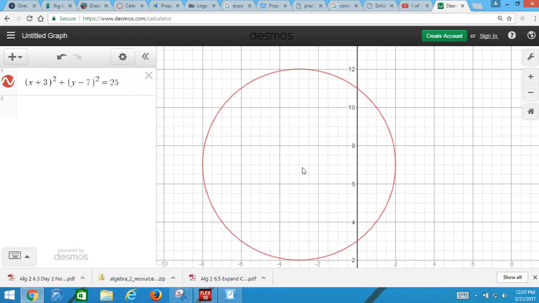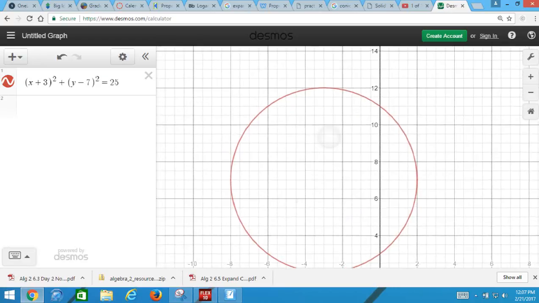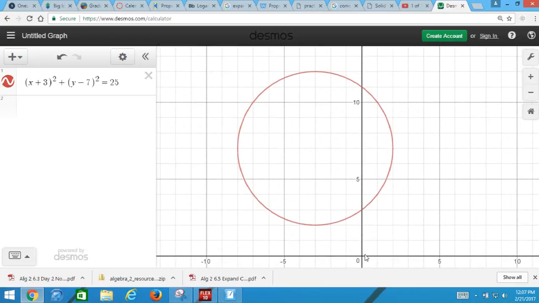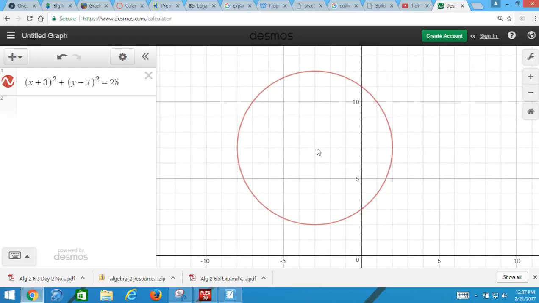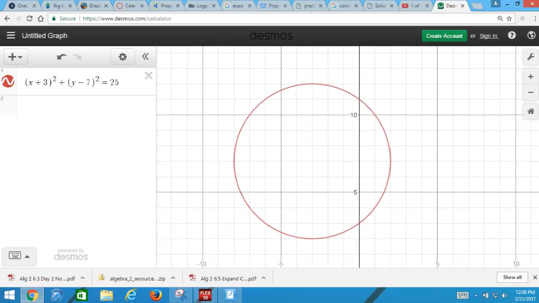And where's the center of this circle? Oh my gosh, we're making circles. Where's the center of this circle? It is at (negative 3, 7), right there. Now, do you notice how I'm clicking at (negative 3, 7), and nothing's showing up? But if I click on the circle, points show up because the center is not really part of the circle. That's where you know to draw it, but it's not actually part of the circle.